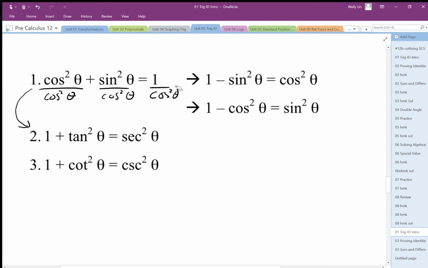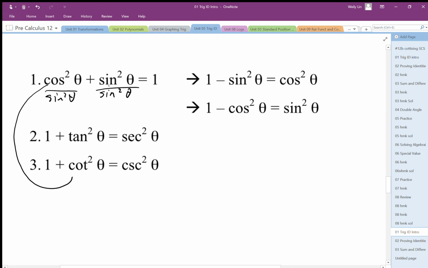We can generate the cotangent identity by doing the same thing, by dividing the same identity by sine squared. So if I divide everything by sine squared, sine squared over sine squared is 1. If I divide cos squared by sine squared, that's going to generate the cotangent squared. And if I divide the 1 by sine squared, I've kept this whole expression balanced, so it's perfectly okay, and that generates the cosecant squared. So we end up with these two identities being just algebraic manipulations of these ones.